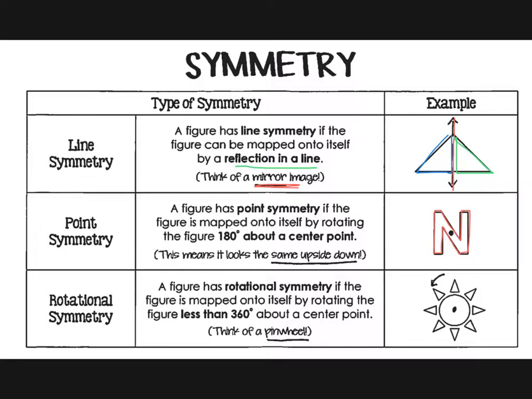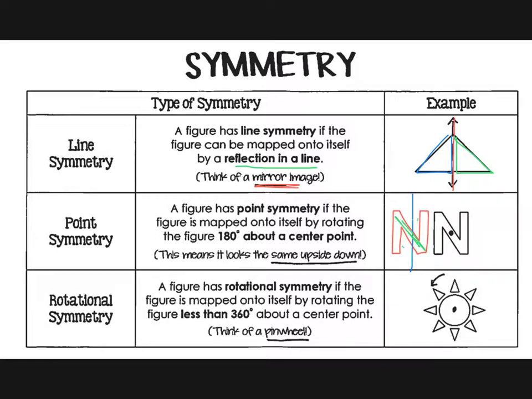Now, is there any way that I can draw a line through that N and have it fold over itself? So what if I were to draw a line right there? Would that fold over onto itself? And the answer to that is no. This diagonal piece really is what's messing us up. The bottom part's going to overlap into a space here, and the upper part's going to overlap into a space here. So it doesn't have line symmetry, but it does have point symmetry.